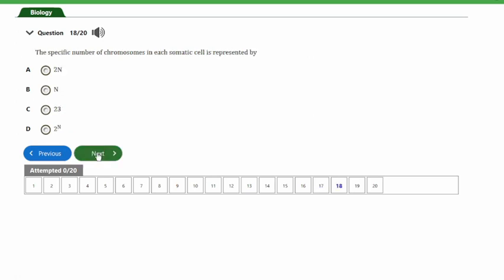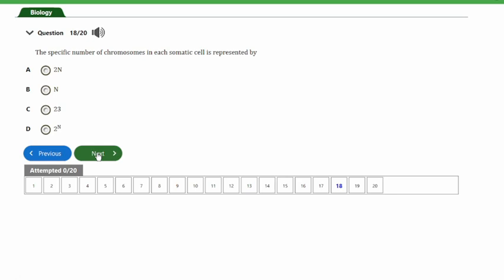That's question number 18. It says, the specific number of chromosomes in each somatic cell is represented by A, 2n, B, n, C, 23, D, 2 to the power of n. So guys, the answer to this question is option A, and that's 2n. So remember the equation we had earlier on, 2n to yield n. Where n is the number of chromosomes in the sex cells, 2n will be the number of chromosomes in the somatic cells. So guys, that's how it works here.